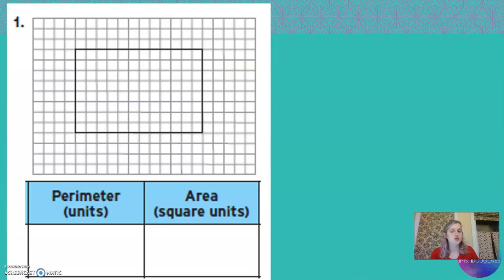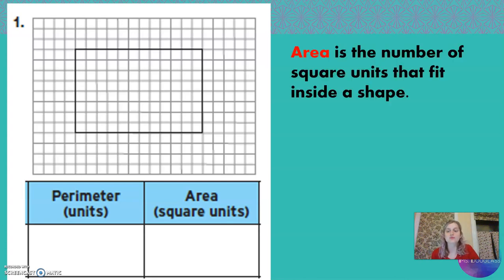Okay, so when we have a shape, we're looking for two different things. The area, which is the number of square units that fit inside the shape. You can see the outline here, and we actually see squares inside it. So there's one little square, two little squares, three little squares. If you have an image, you can just count them all up.